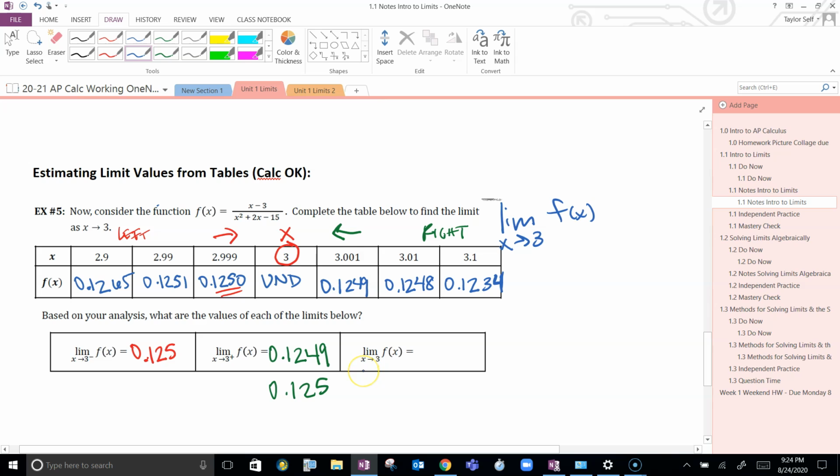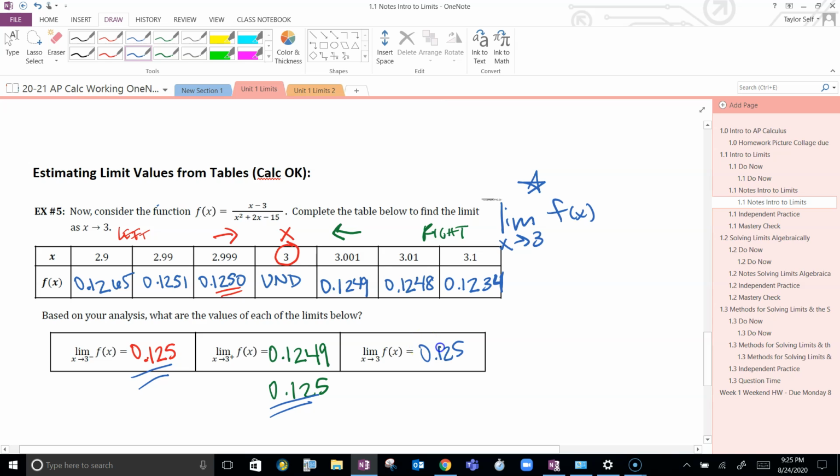All right, and the last thing we're going to do is find the general limit. That was the thing that we talked about in the very beginning. What is the limit as x approaches 3? Remember, for the general limit to exist, we have to have the same number coming from the left and from the right. So are our limits from the left and from the right the same? Yes, they are. So if those limits are the same, then the general limit as x approaches 3 is 0.125. It's the same y value.